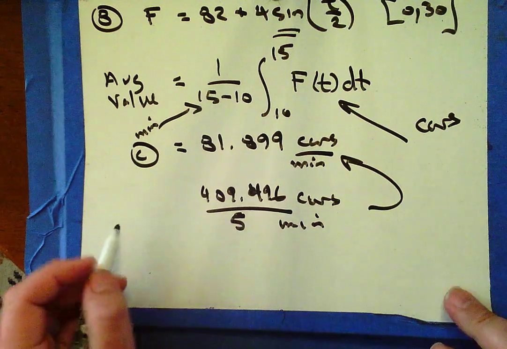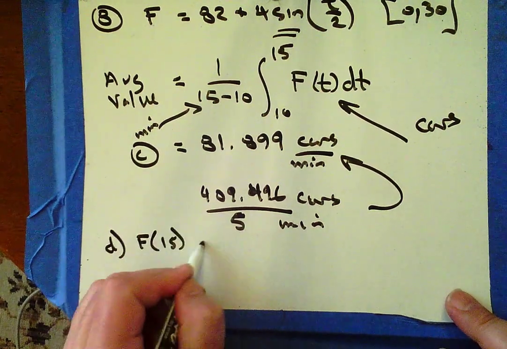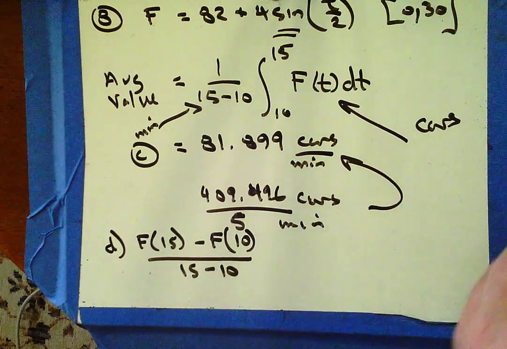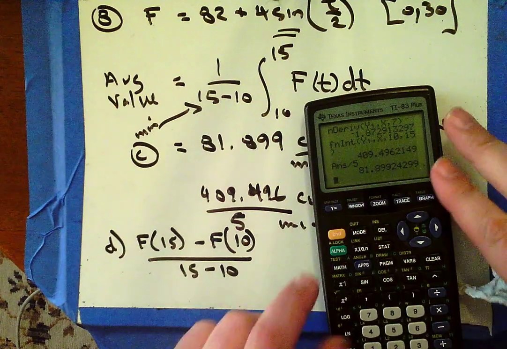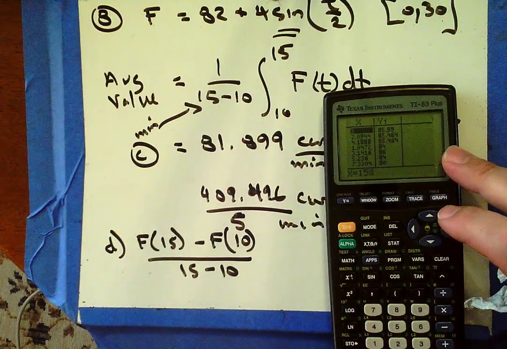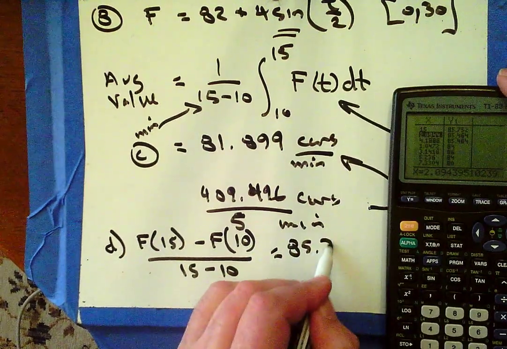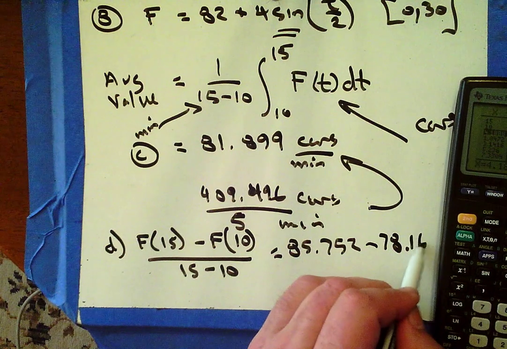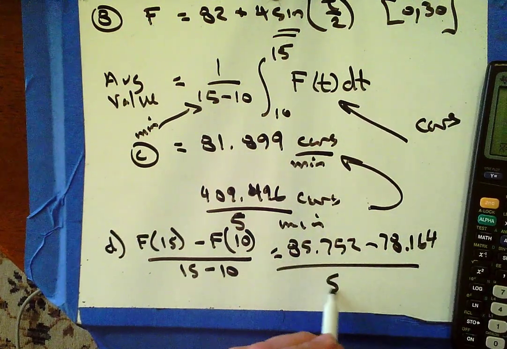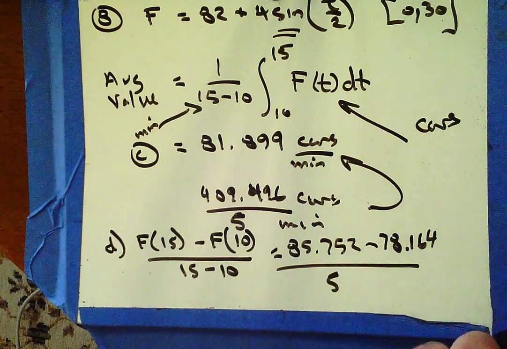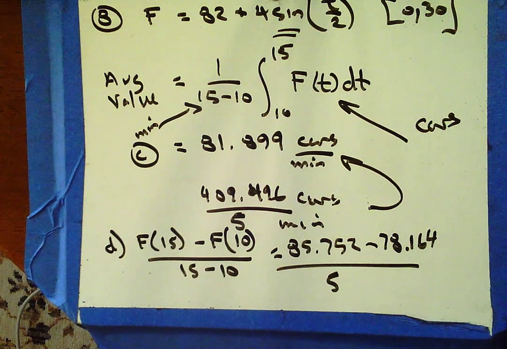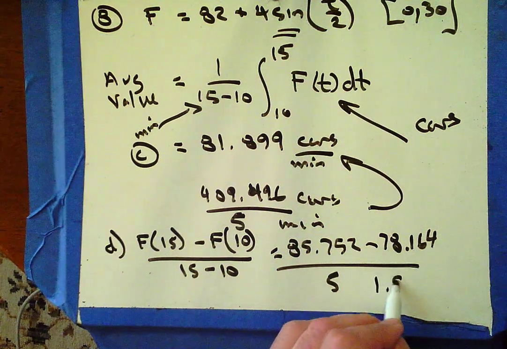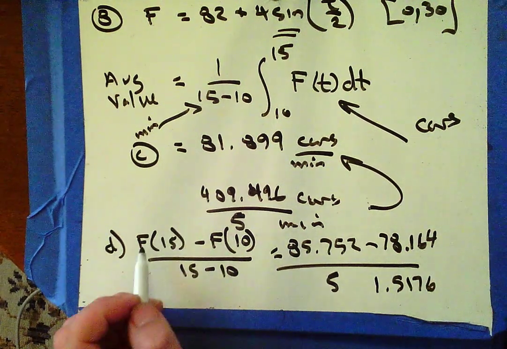What is the average rate of change? So that's f of 15 minus f of 10 over 15 minus 10. Okay, so I go over to my table, I put in a 15, I get 85.752, and I plug in a 10, and I get 78.164, and that's over 5. I think you could leave your answer like that, but I am going to take it a little further. 85.752 minus 78.164, and then I divide that by 5, and I get 1.5176. Now, what do we have here?